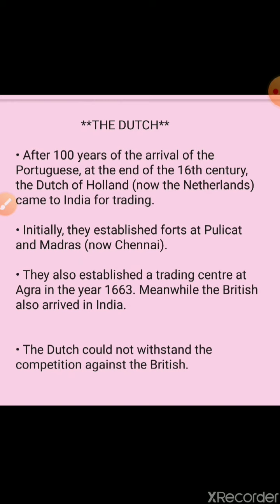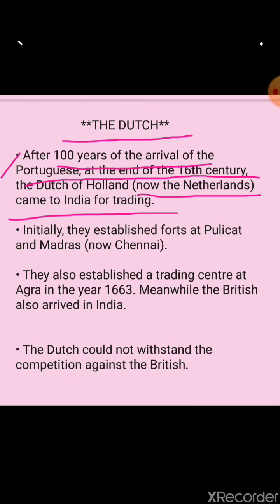Now we shall start with the second part of the chapter, the arrival of British rule in India, that is the Dutch. After the Portuguese, the people who came to India were the Dutch. So the topic is the Dutch. After 100 years of the arrival of the Portuguese, at the end of the 16th century, the Dutch of Holland, now known as the Netherlands, came to India for trading.